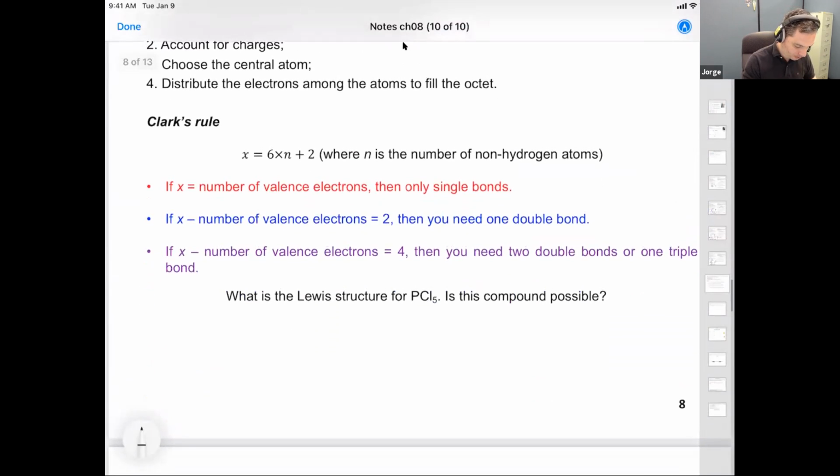So therefore, the question is, for PCl5, where each chlorine has 8 electrons in the valence shell, however, phosphorus has an excess of 10 electrons in the valence shell, is this compound even possible to exist? Is it possible to exceed 8 electrons in the valence shell?